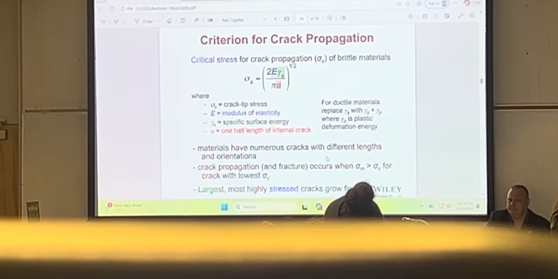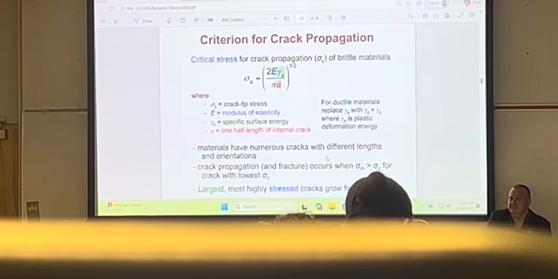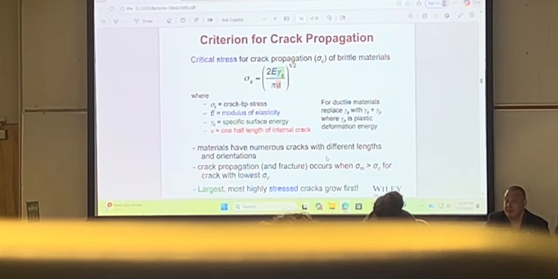Okay, let us have a look at the crack propagation criteria. And this was originally done by Griffith. And Griffith published his original work in Philosophical Magazine. Don't get confused by the name Philosophical Magazine. If you want to publish about fracture, that's the top journal to publish.